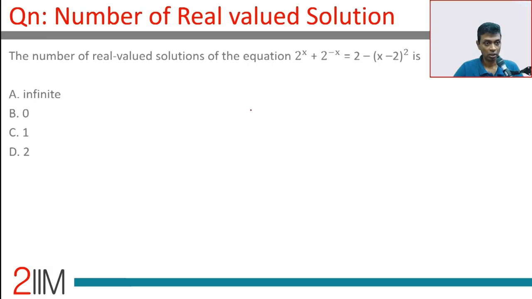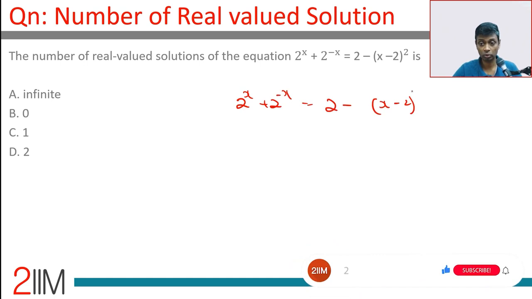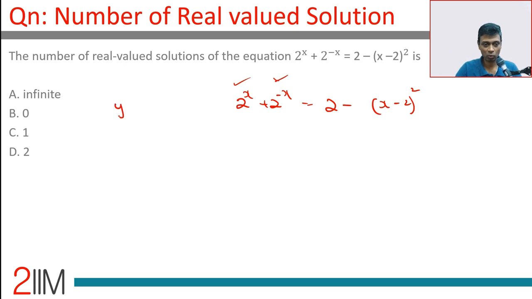The number of real valued solutions to the equation 2 power x plus 2 power minus x is 2 minus x minus 2 whole square. Beautiful question. You think about this. 2 power x and 2 power minus x are both positive. Fine. This is of the form y plus 1 by y. The minimum value it can take is greater than or equal to 2. If it were negative, it will be less than or equal to minus 2. If it is positive, it is greater than or equal to 2. So this side is greater than or equal to 2.